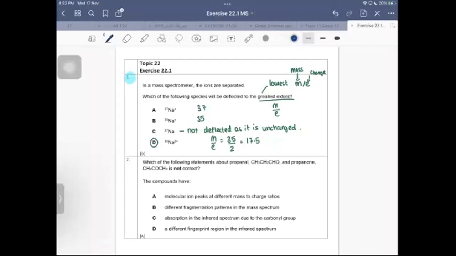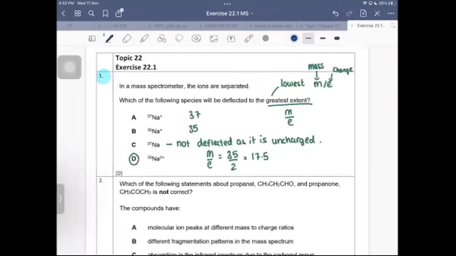So the first question that I'm going to look at is question 1, okay? Which of the following species will deflect to the greatest extent? Biggest deflection usually happens to the lightest species, okay? It has to be charged. So C is not an option because C is neutral. If it's a neutral species, it will not get deflected. It will just continue to travel in a straight line.